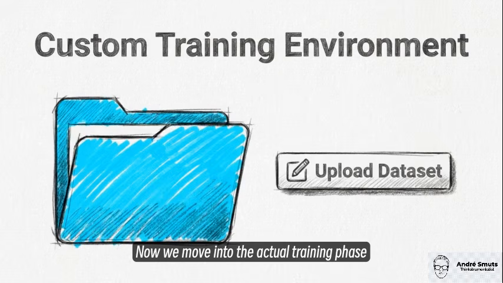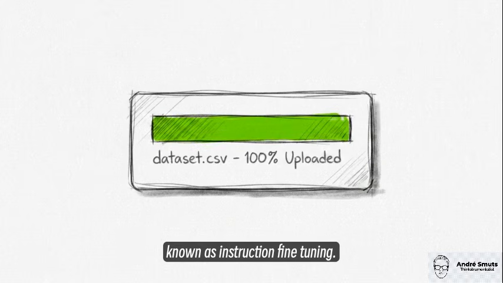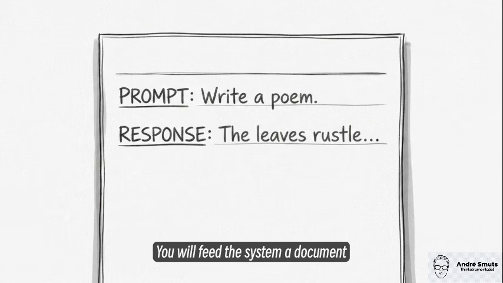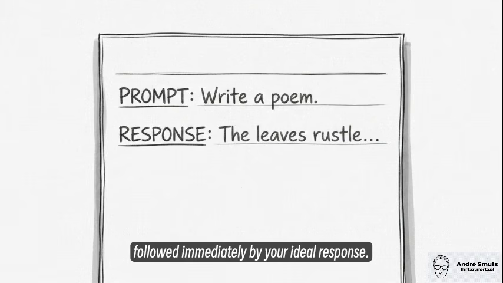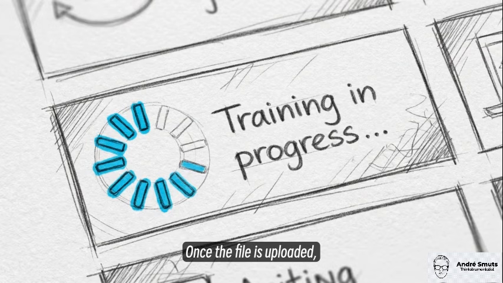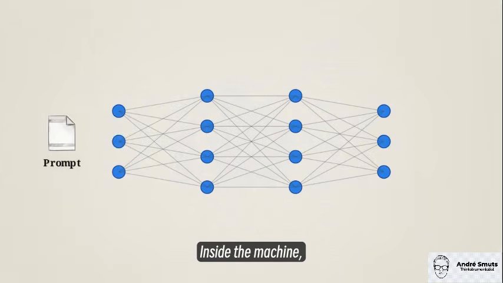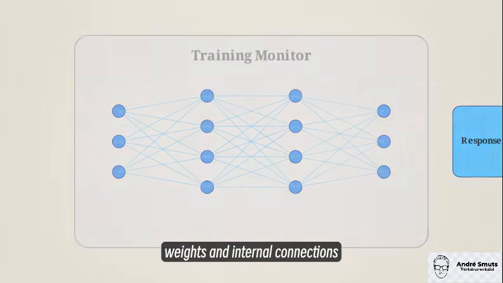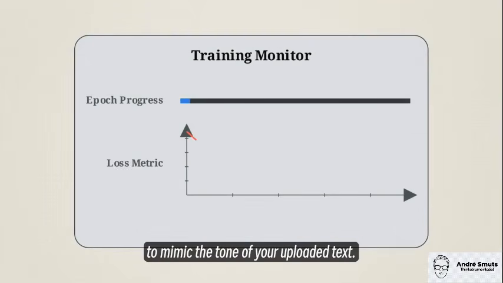Now we move into the actual training phase, known as instruction fine-tuning. This is where you upload your custom dataset. You will feed the system a document containing clear examples of a prompt, followed immediately by your ideal response. Once the file is uploaded, you run the main training cell to begin the process. Inside the machine, the model adjusts its mathematical weights and internal connections to mimic the tone of your uploaded text. You monitor this progress on screen.